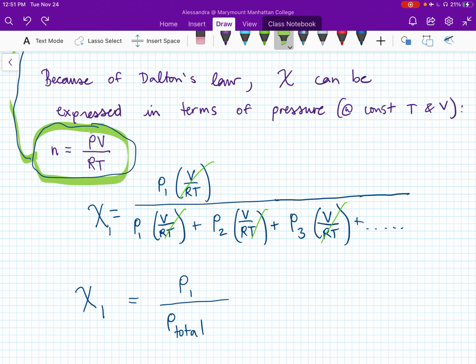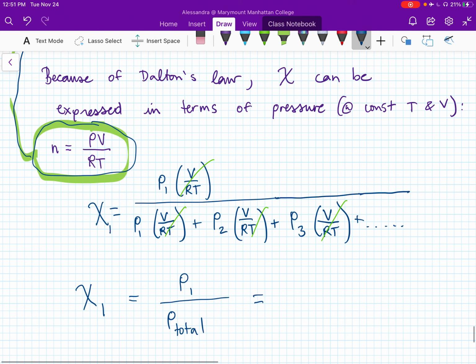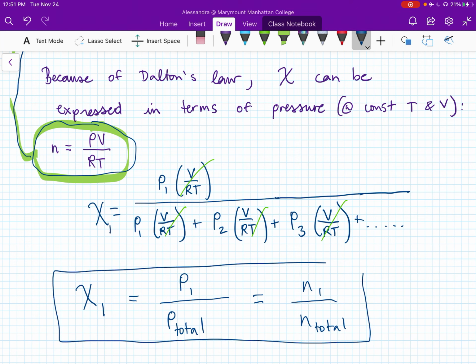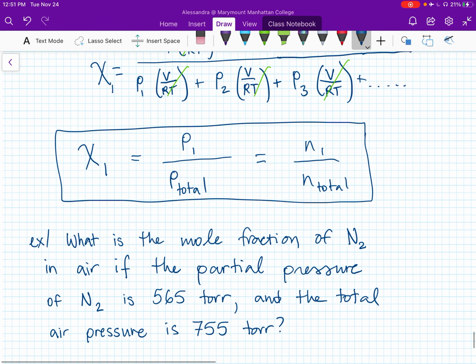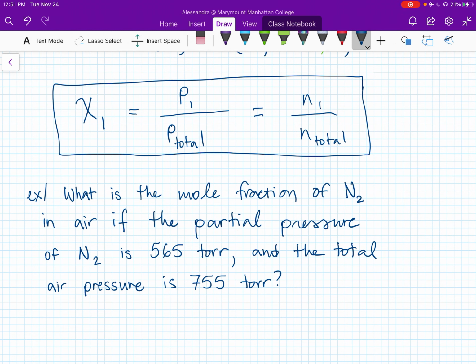So I have two useful expressions for mole fraction. I can express it in terms of partial pressure, or I can express it in terms of the number of moles. And at constant temperature and volume, both of these are going to be useful. So for different problems, you can use different definitions. Let me just give you a simple example. What is the mole fraction of nitrogen in air if the partial pressure of nitrogen is 565 torr and the total air pressure is 755 torr?